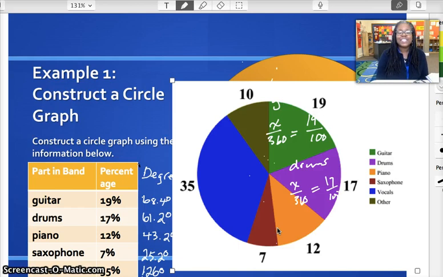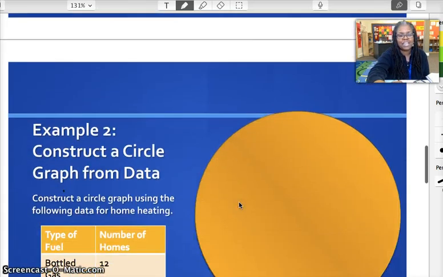It's not working. So if you have trouble using a protractor, if it still is kind of uncomfortable, let me know. But right now, the takeaway that I want you to get from this is being able to definitely do the calculations to figure out what the degree measures are. Let's go ahead and look at this next example.